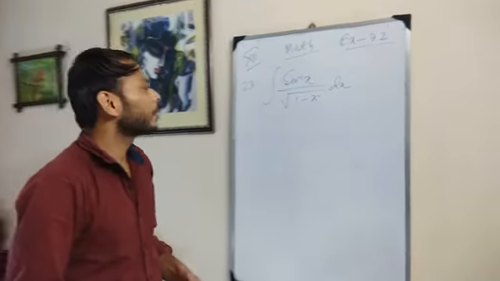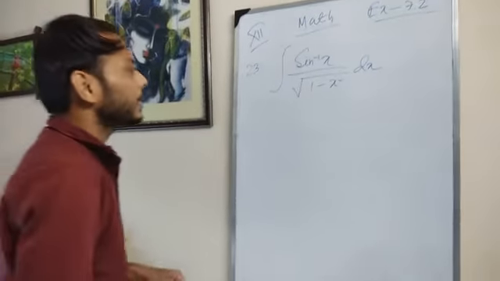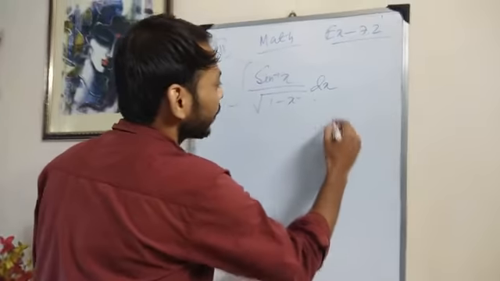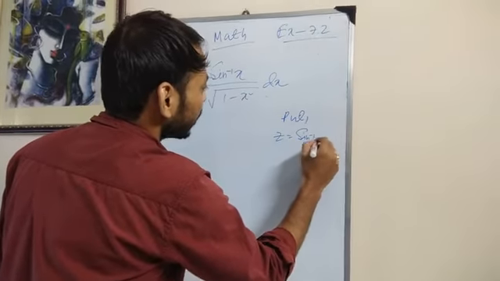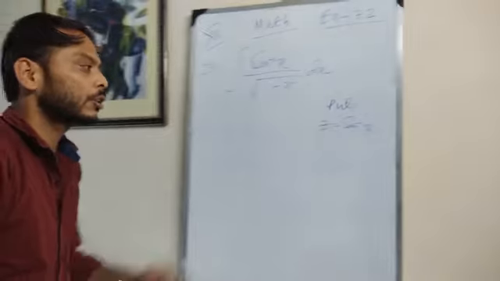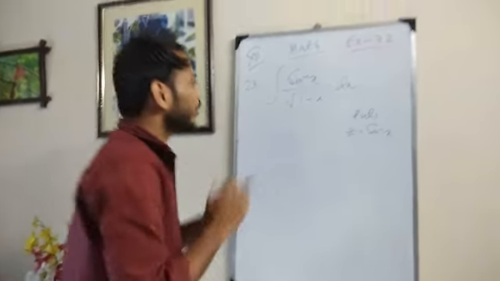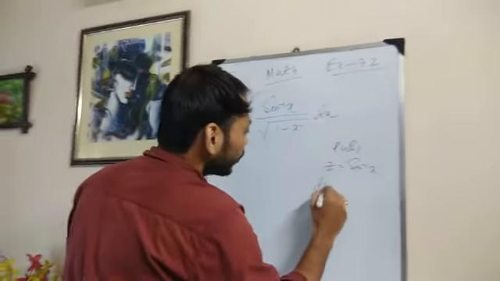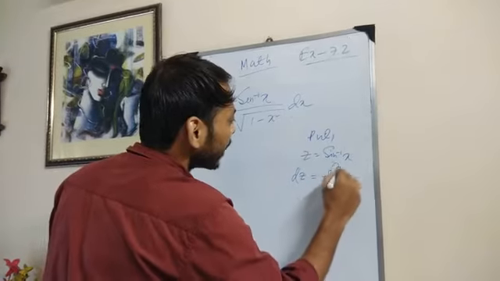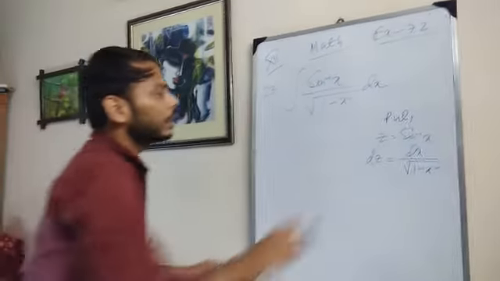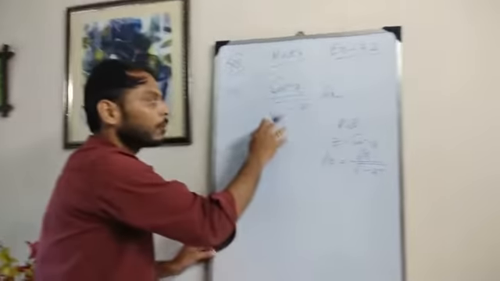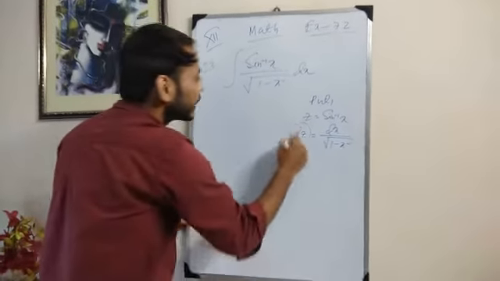So now the question number 23, which is integration sin inverse x by root over 1 minus x square dx. Here we will put z equals to sin inverse x. You know that the differentiation of sin inverse x is 1 by root over 1 minus x square. So after doing the differential we get dz equals to dx by root over 1 minus x square. That means here instead of dx by root over 1 minus x square we will put dz.